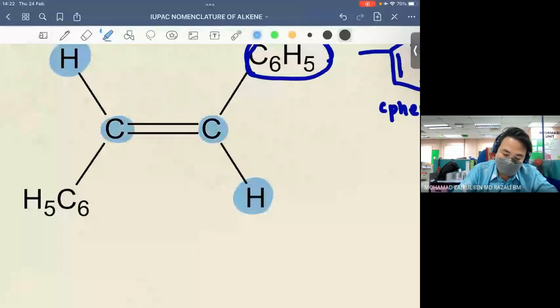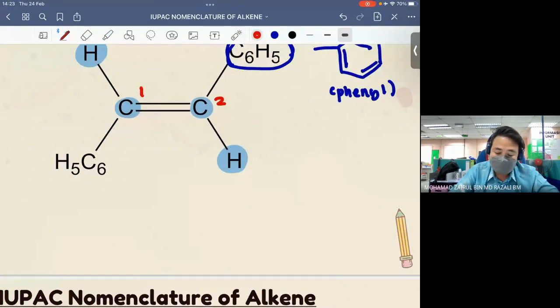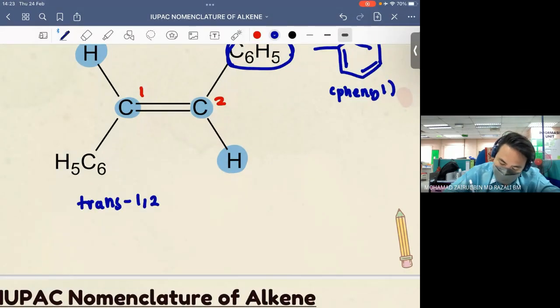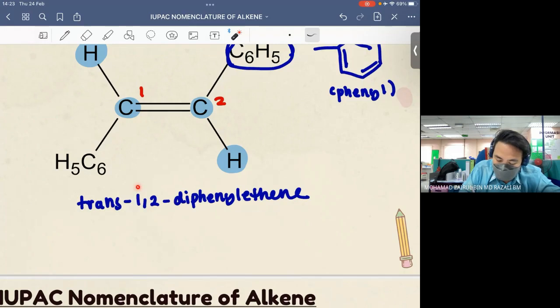So now at carbon number 1 and carbon number 2 we have phenyl kan. So dia akan jadi, kalau dia cis atau trans, the term cis atau trans tu kita kena letak kat depan sekali. So yang ni trans kan, so dia akan jadi trans 1, 2 diphenyl. Sebab ada 2 phenyl kan, diphenyl ethene. Trans 1, 2 diphenyl ethene. Remember that between alphabet dengan number kita akan gunakan hyphen. Between number dengan number kita akan separate by using comma. So this one is the trans 1, 2 diphenyl ethene.